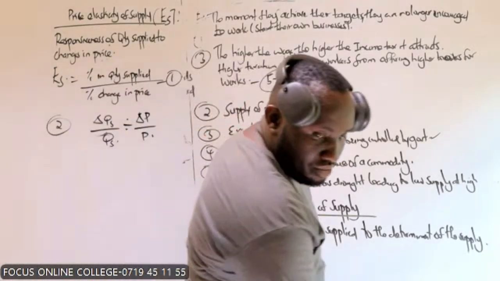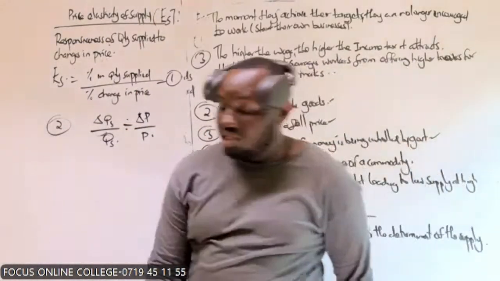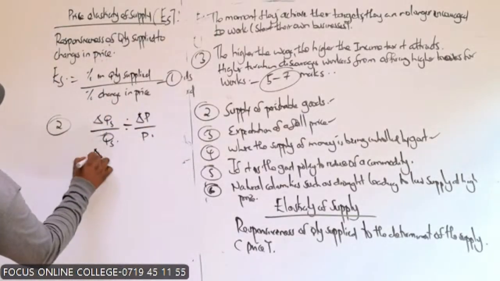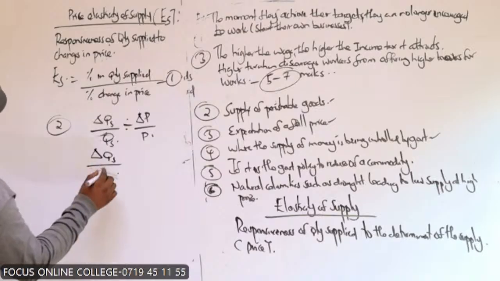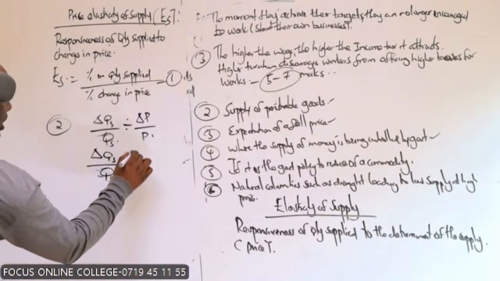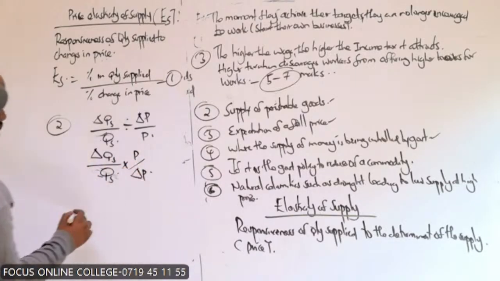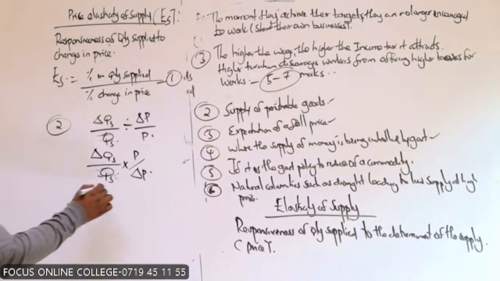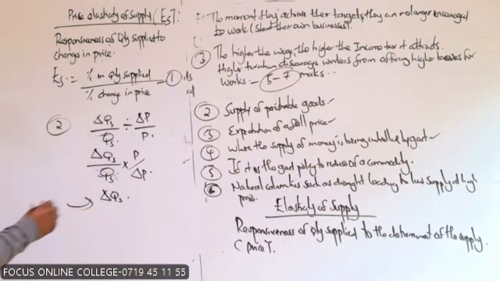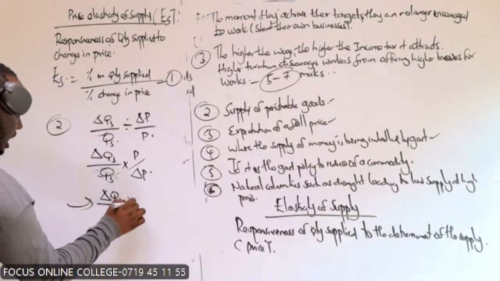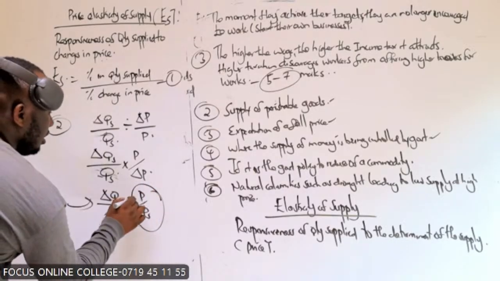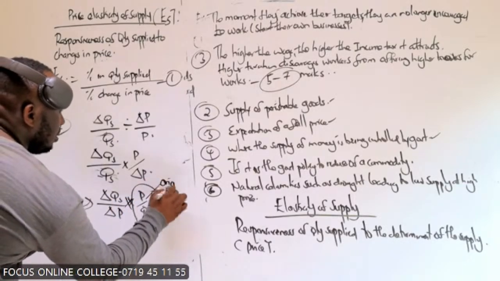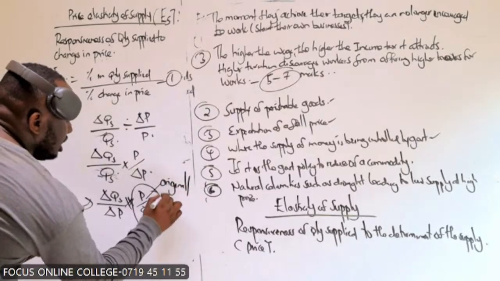So if I introduce multiplication on formula 2, I will say change in quantity supplied over change in price, times P over QS. So what is the formula? The formula now becomes change in quantity supplied, to differentiate it from demand, over change in price, times P over QS. Remember these are the originals, what we call initial values.